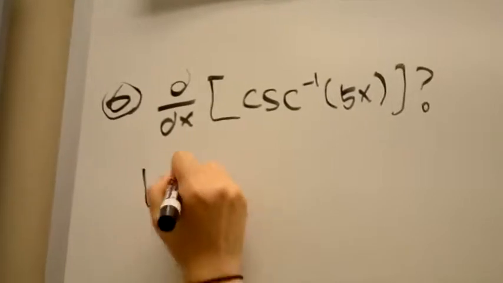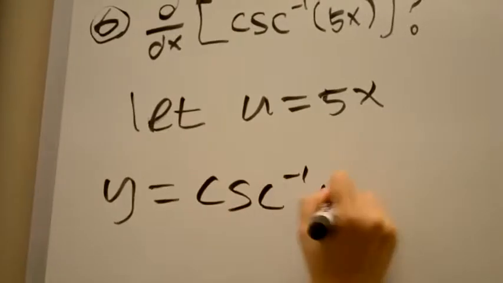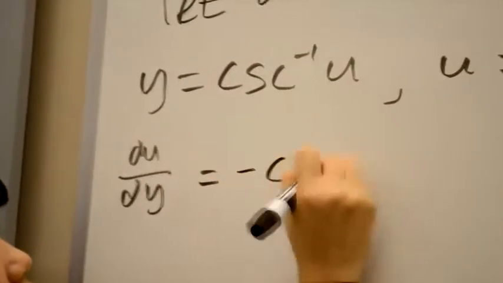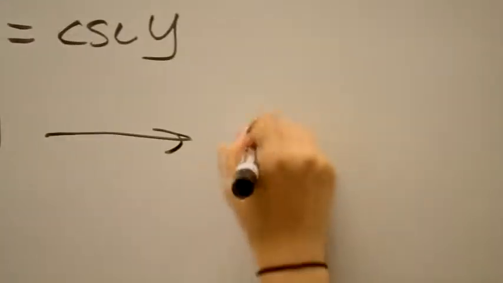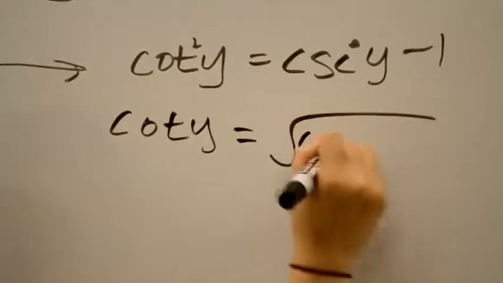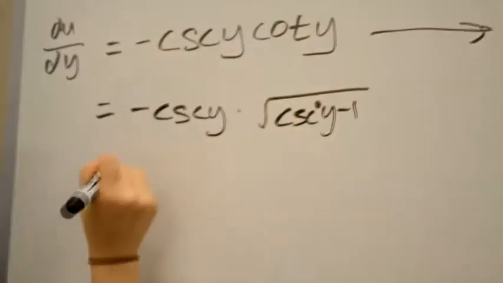Lastly, we're going to solve an example of an inverse cosecant derivative. Since we have 5x here, we're going to let u be 5x. We know that y equals inverse cosecant u is the same thing as u equals cosecant y. So we're going to take the derivative of it, and we know that cotangent squared y equals cosecant squared y minus 1, and that's going to give us cotangent y is the square root of cosecant squared y minus 1.